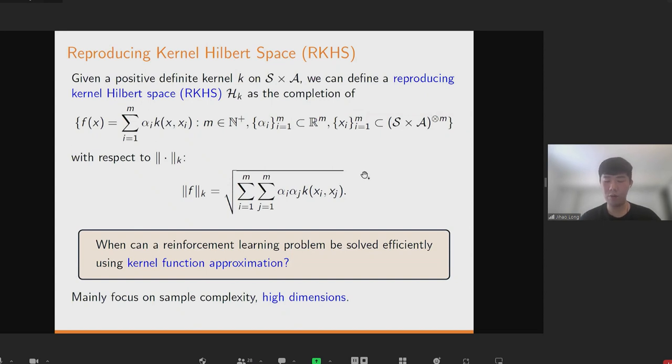So we introduce the reproducing kernel Hilbert space, which is closely related to kernel function approximation. Given a positive definite kernel K on S times A, we can introduce the space H sub K as the completion of all possible linear combinations of K sub X under the so-called RKHS norm. Recalling that our goal is to answer whether the reinforcement learning problem can be solved by kernel function approximation, we are mainly focused on high dimensional problems and the sample complexity. Other complexity, like computational complexity, is not considered here.